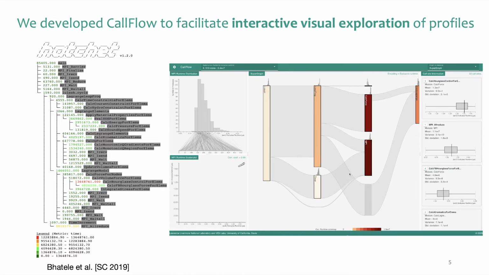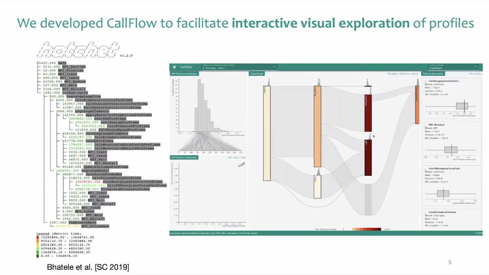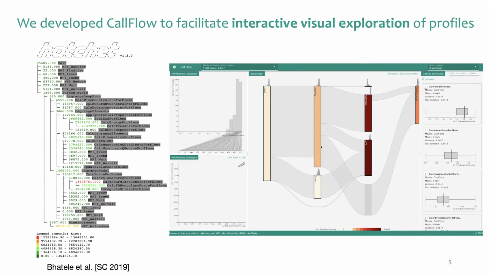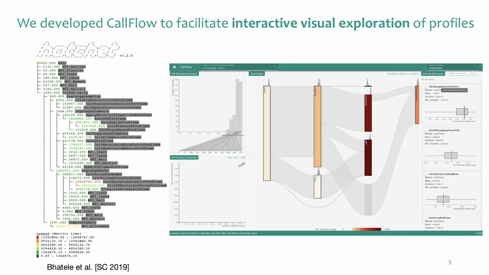CallFlow, on the other hand, extends the interface of Hatchet to provide an interactive exploration of profiles. CallFlow enables ways to encode information based on both inclusive and exclusive metrics. This helps to find the most important call sites easily. To help associate the performance of per-process information, CallFlow also provides additional views such as histogram, scatter plots, and box plot views that help to associate data much more easily.